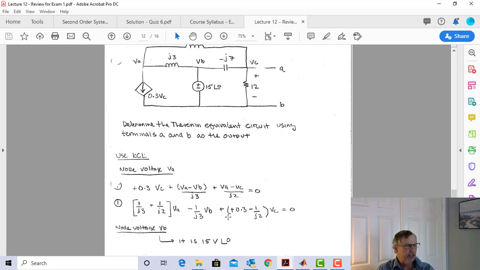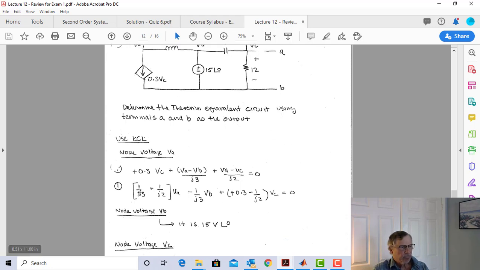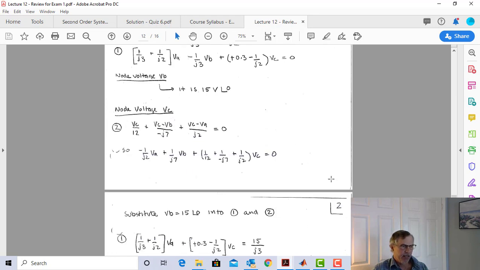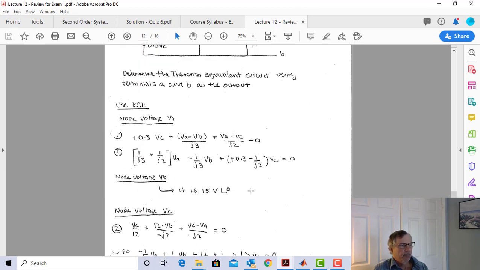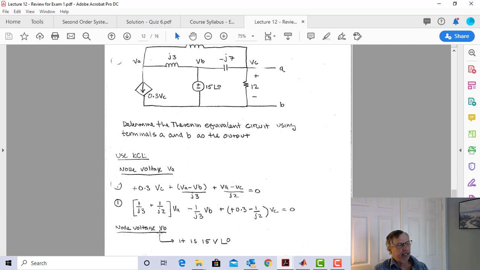So now let's separate that out into its VA, VB, and VC. Okay, now let's get node voltage VB. We look at it and go, well, that's easy. It's just 15 at an angle 0. Perfectly good equation.